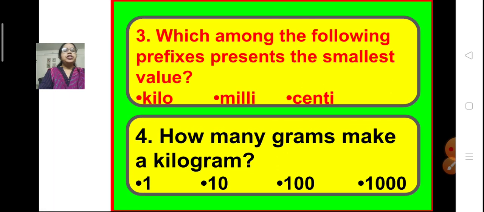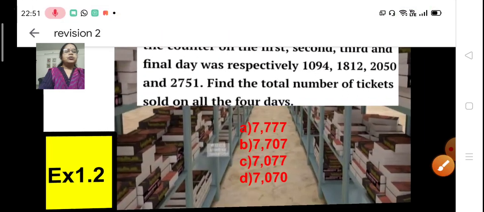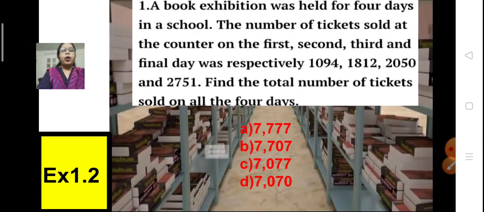Now, which among the following prefixes presents the smallest value? Kilo, milli, centi. We know kilo is the largest one, centi is smaller than that, and milli is the smallest one. So the smallest value is milli. Okay. Now next, how many grams make 1 kilogram? So 1 kilogram is equal to how many grams? It is 1000 grams.